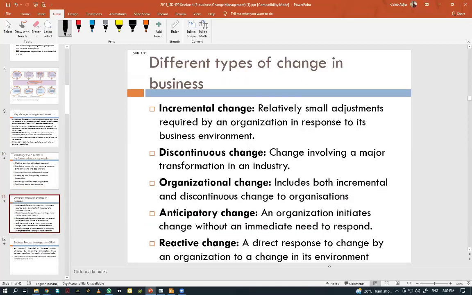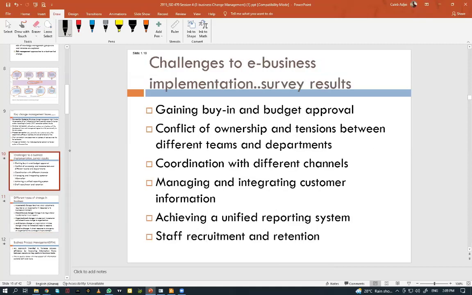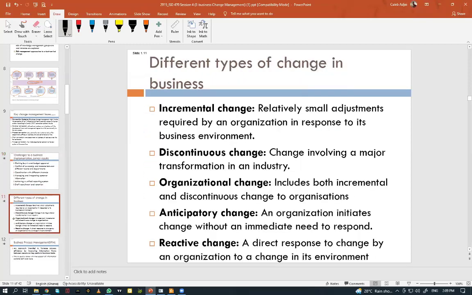The different types of changes in businesses. Now we want to look at the types of changes in businesses. I'll be explaining how to deal with some of these problems very soon. But let's look at the different types of changes. There is a change we call the incremental change, just like the name implies, incremental.